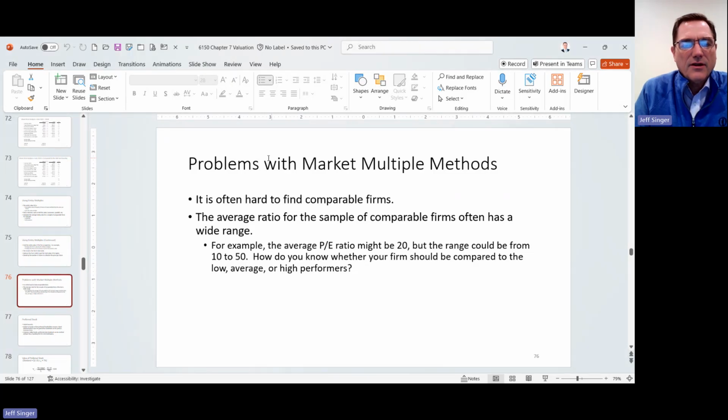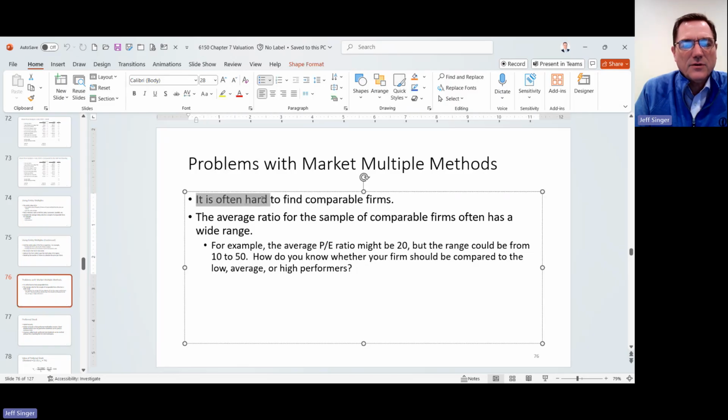Now, here are the problems with market multiples, especially when you talk to CEOs. They'll always tell you it's hard to find comparable firms. No one's like them. They're all different. And in some cases, they're correct. I mean, how many companies do you have like Facebook? And how many companies do you have like Google? Not very many, but then they're all put in the same basket because you're comparing social media companies, even though they probably claim they're a little bit different from each other.